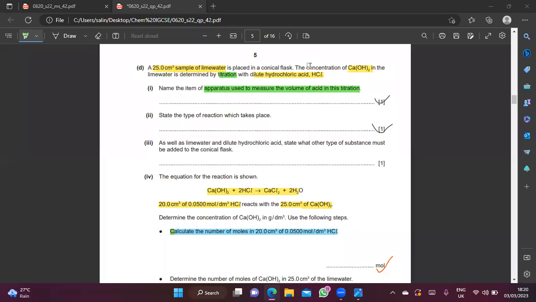I cannot hear you. Fatima? Can't hear you. What is it? Okay, sorry Fatima, I cannot hear you. Arid? What apparatus? I don't know. You don't know. Gina? Is it a burette? Burette, yes. It's a burette, yeah?